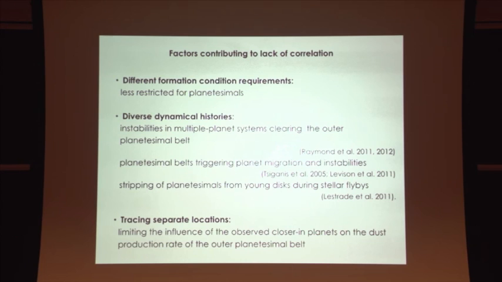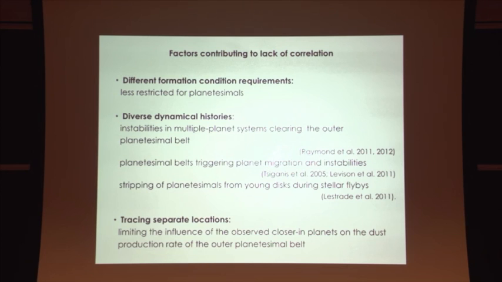We know that when the systems are embedded in the cluster, you can have stellar flybys, and that can clear out the planetesimal belts for some of these systems. So the dynamical histories could be diverse enough that you wouldn't keep any correlations if it was there at the beginning, right? But maybe it wasn't even there at the beginning, right?